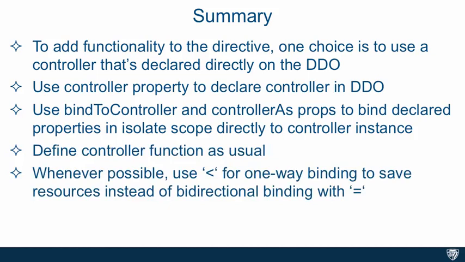One last point. Whenever possible, use the less than sign for a one-way binding to save resources instead of the bidirectional binding with the equal sign. The one-way binding is not only preferred for performance reasons, but also architecturally because it is usually a bad practice to change the objects that are passed into the directive.